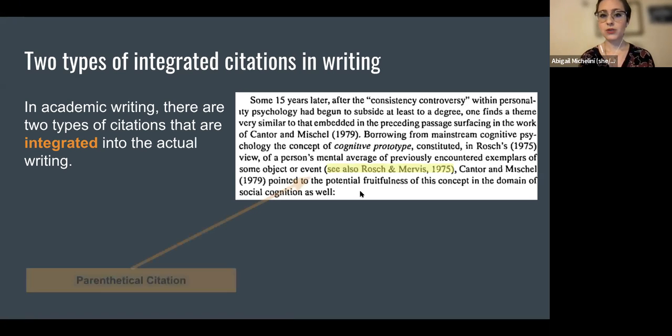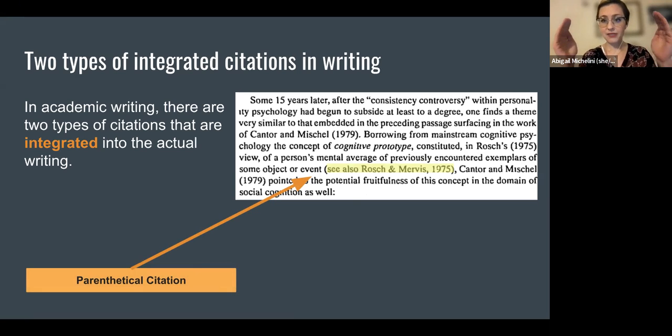So let me show you. This one is called a parenthetical citation. It just means that instead of using the author's names in the actual sentence, they put it in parentheses after the information that's from those authors. Okay, so you can see it's not necessarily at the end of the sentence, but it is after whatever information they got that's not from the author writing it. It's from these authors, Roche and Mervis, who they're referencing. Okay, that's a parenthetical one.